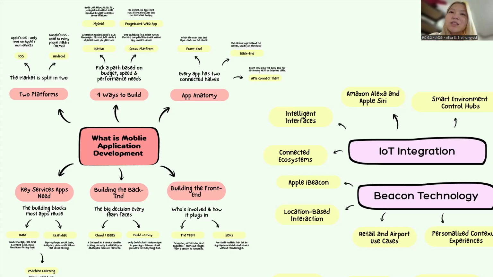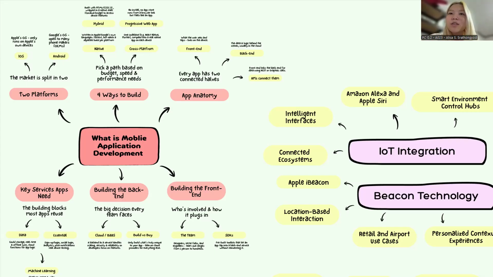And there are four common ways to build a mobile app. The first one is native. Build separate apps for iOS and Android. It gives the best performance but takes more time and money. And cross-platform, where you write the code once and use it for both platforms with tools like Flutter and React Native. For hybrid, you build the app using web technologies like HTML, CSS, and JavaScript, then package it as an app. It's cheaper but usually slower.